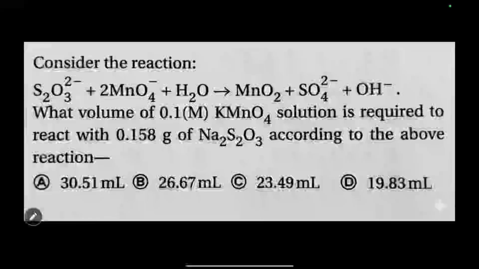What is required? X ml of 0.1 molar KMnO4 to react with 0.158 gram of sodium thiosulfate. You need to find out the volume of potassium permanganate that is required to react with 0.158 gram of sodium thiosulfate. For that again you need to write the balanced reaction. The reaction is given, it is not balanced, you need to balance it first. So let's solve the sum.